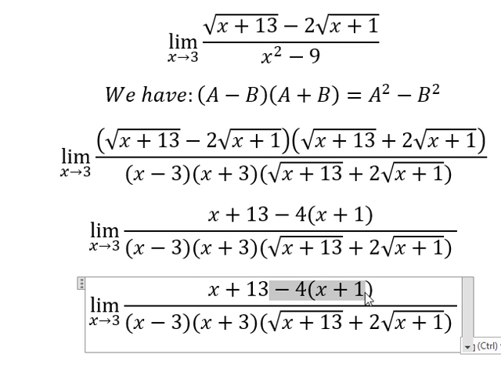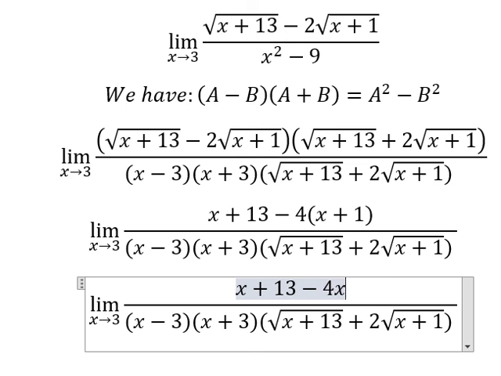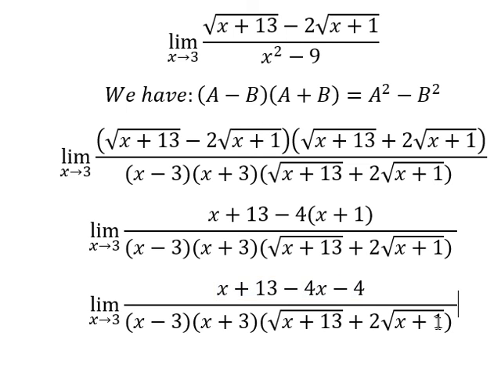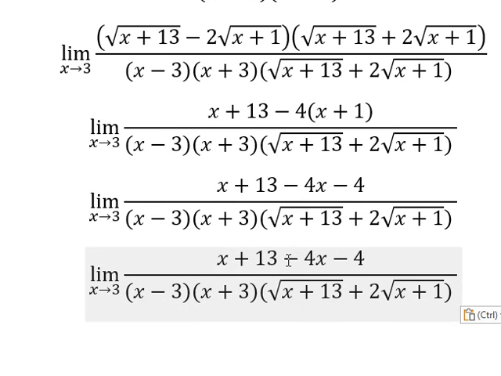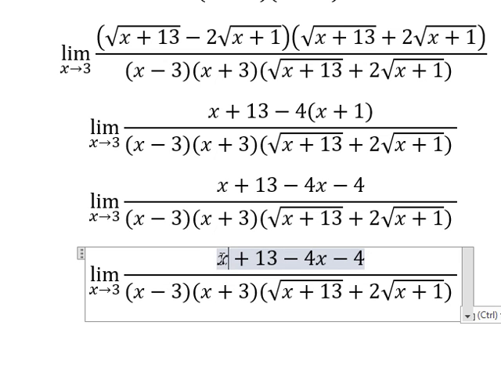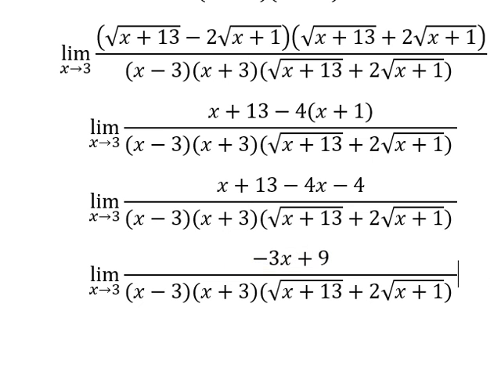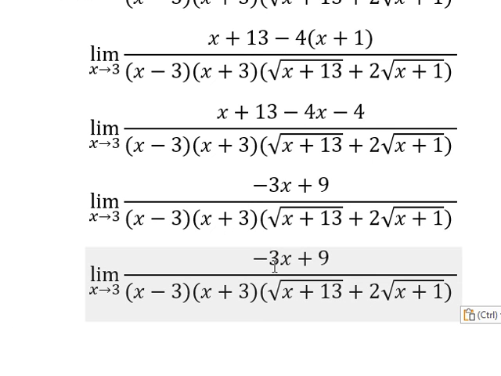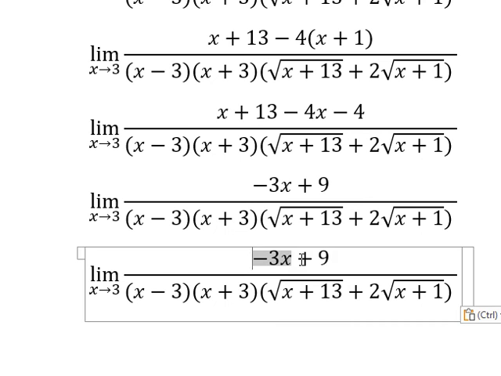This one we have negative 4s, negative number 4. So s minus 4s, we have negative 3s. 13 minus 4, we have positive number 9. Next, we can do factorization by negative number 3.